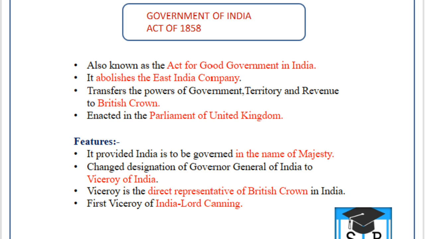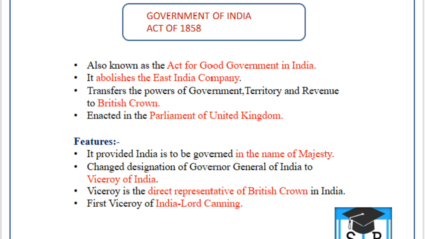The Government of India Act was enacted in the wake of the revolt of 1857. This Act of 1858 is also known as the Act for the Good Government of India. This act marks the abolition of the East India Company. By abolishing the East India Company, it transferred the powers of government, territories and revenues to the British Crown. This marked the beginning of Crown rule in India.